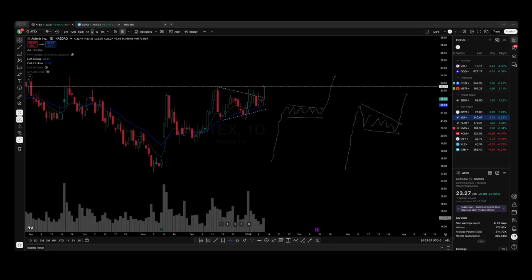Perfect. So always remember, guys, patterns are not the cause, right? Patterns are the effect. Patterns are not the reason stocks move the way they do.